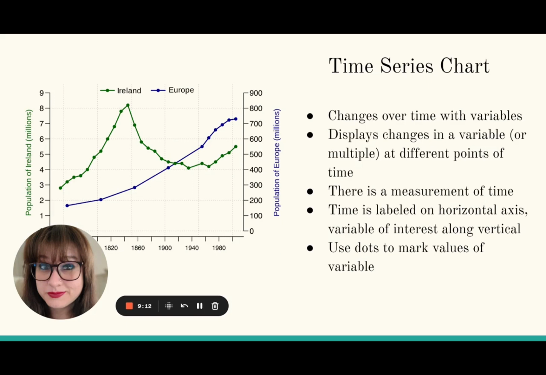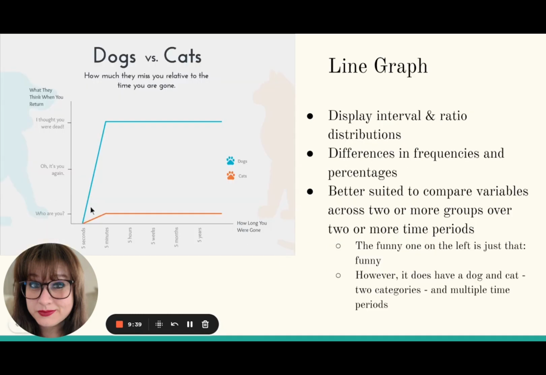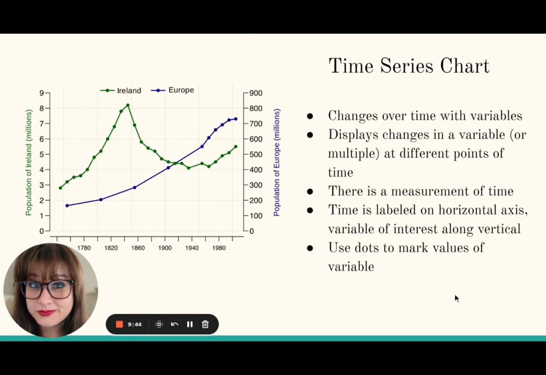Time series charts, you don't have to worry about for yours because we're not doing stuff over a time period. But it is important to at least be able to look at them so you have a better understanding of them. So it's similar to a line graph from before. It's a change over time with variables. The difference though is that you're looking at very specific points. If you look at the one before, you don't have little dots, and yes, it's looking at change over time, but for the time series chart, we're looking at specific periods in time.